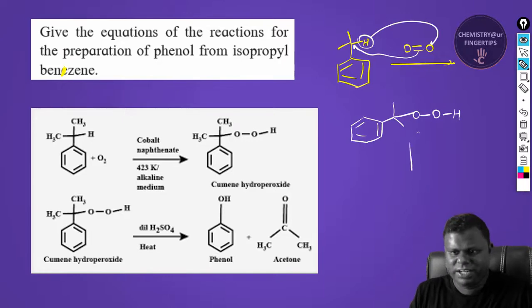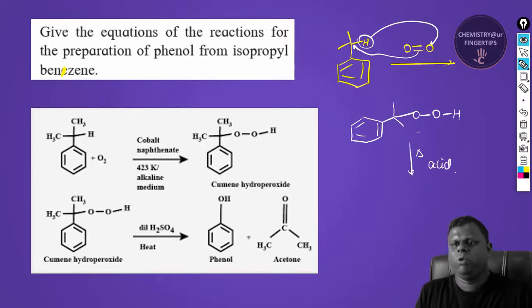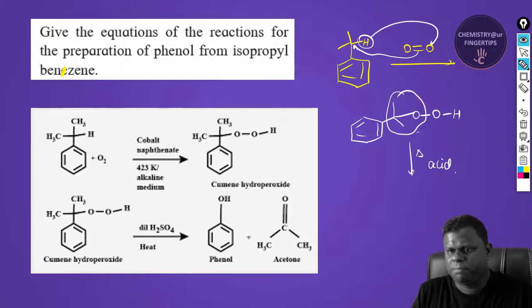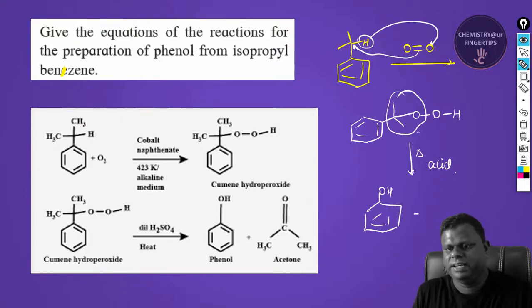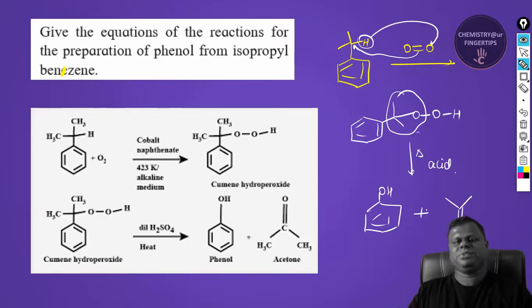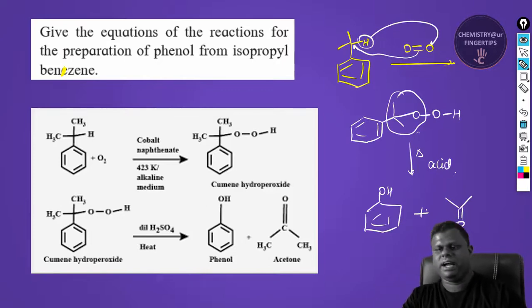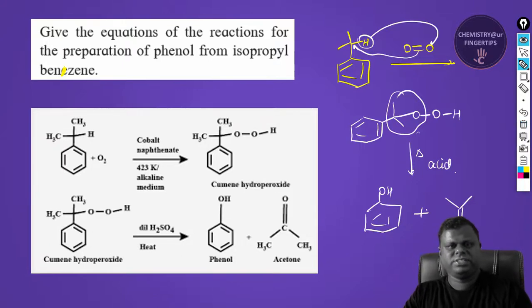Cumene hydroperoxide, when you strongly heat it in presence of an acid, what happens is this molecule is completely coming out, as a result of which you will be getting a phenol, right? And then you will be getting plus acetone. Correct. So this is basically the correct answer. So what are the equations that's already given, right? Just make sure to remember the names of these compounds. That's basically cumene hydroperoxide. Okay.